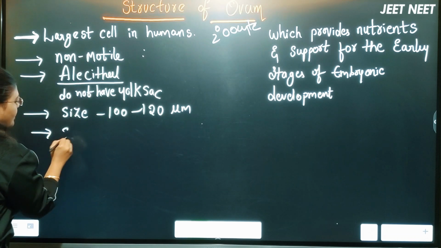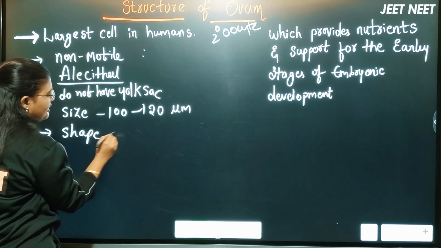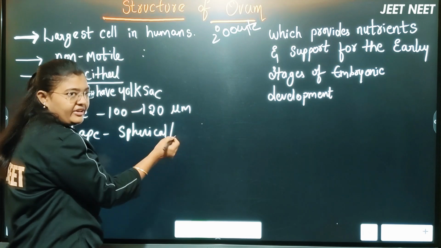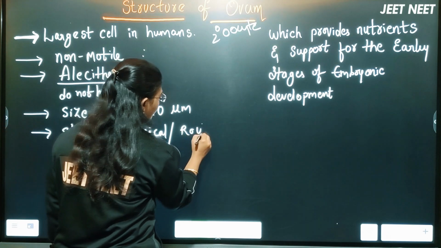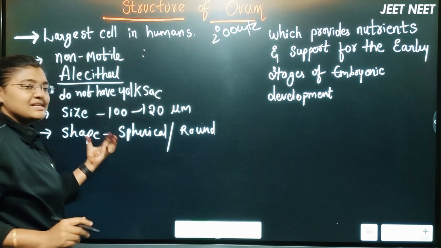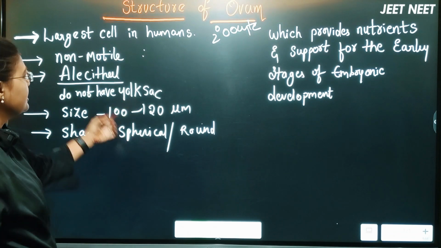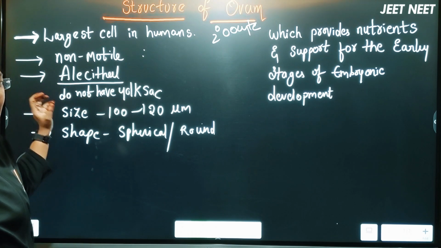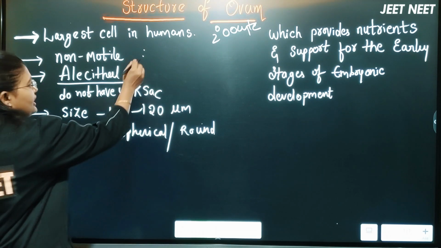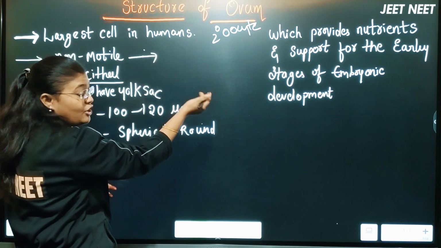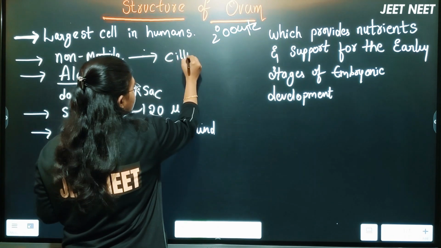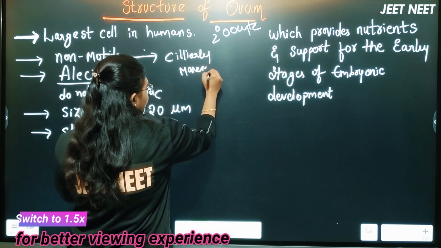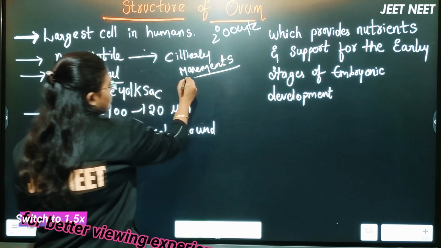As we know, the shape of the ovum is spherical or circular, that is round, right? The size is 100 to 120 micrometers, the largest cell in the human body, which is non-motile. It cannot have its own movement. Because of that, the ovum moves in the fallopian tube by ciliary movements. We have discussed this point in locomotion and movement, right?